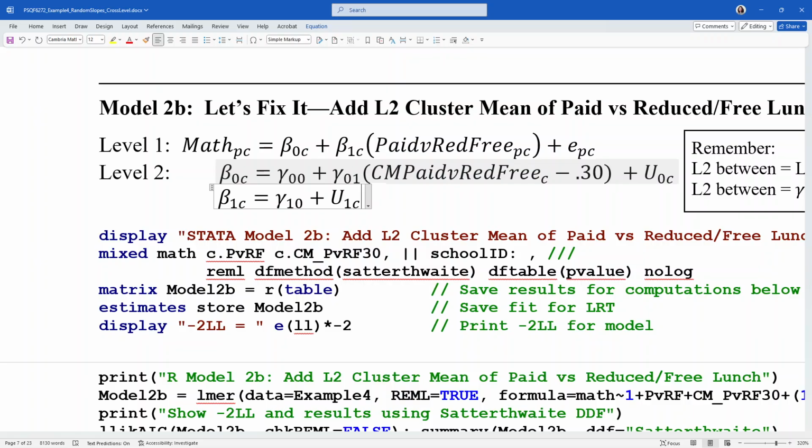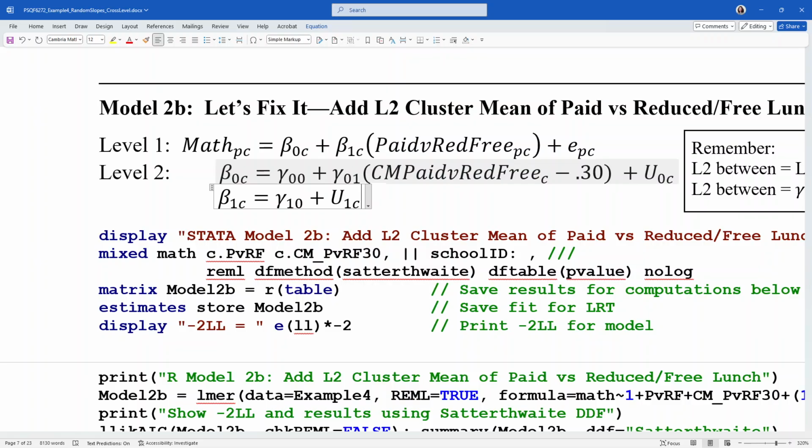I have a random slope that says the effect of being poor at the student level varies across schools. That's my intent. But is that actually what's here? It's not. It's kind of a weird mixture where you're saying I have a fixed slope, plus I'm randomizing within my fix, and that's just kind of weird.